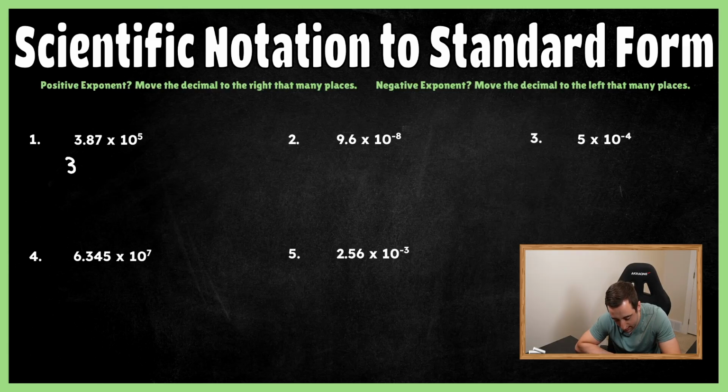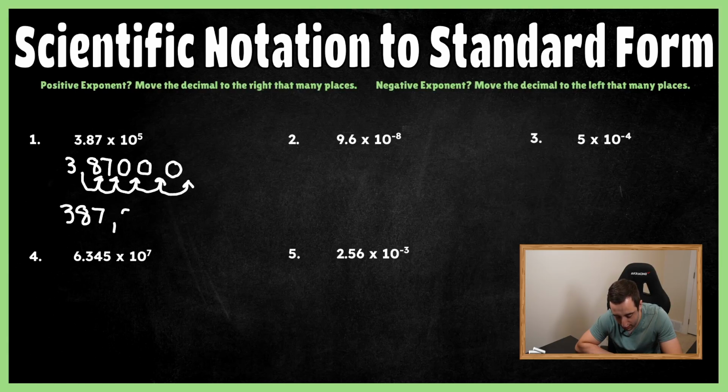So we have 3 and 87/100. And we need to move our decimal point 5 places to the right. So we're going to move it once to the right, twice to the right, but then we're out of numbers, but we still need to move it 3 more place values. So all we have to do is add in extra zeros at the end of our number. So we have 1, 2, 3 more jumps, and then all I'm going to do is tack on 3 more zeros to fill in those empty spaces. So the correct answer in standard form is going to be 387,000 for the first one.